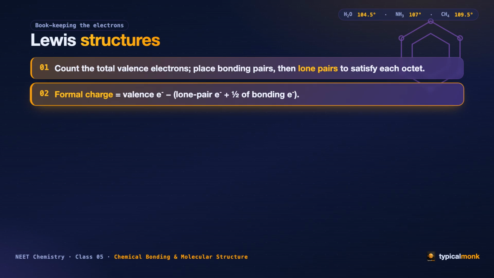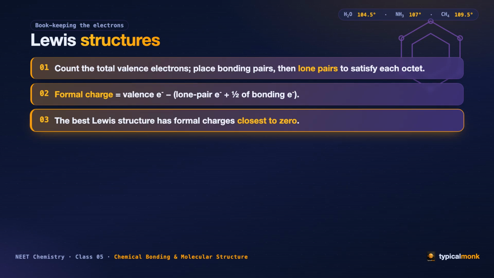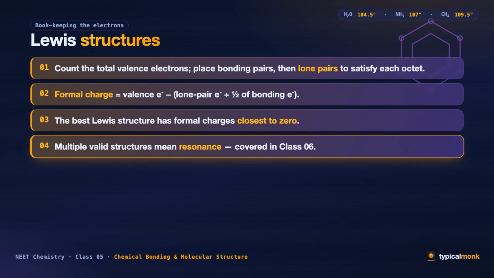Formal charge equals the valence electrons of the atom, minus its lone pair electrons, minus half of its bonding electrons. It is simply a fair way of asking, did this atom keep its rightful share of electrons? And the rule for picking the winner is lovely in its simplicity. The best Lewis structure is the one whose formal charges lie closest to 0. Nature prefers the drawing when nobody is carrying a heavy charge. And when several good structures genuinely tie, when the molecule refuses to sit in just one drawing, we call that resonance. We will unwrap resonance fully in Class 6, so simply plant the word for now.